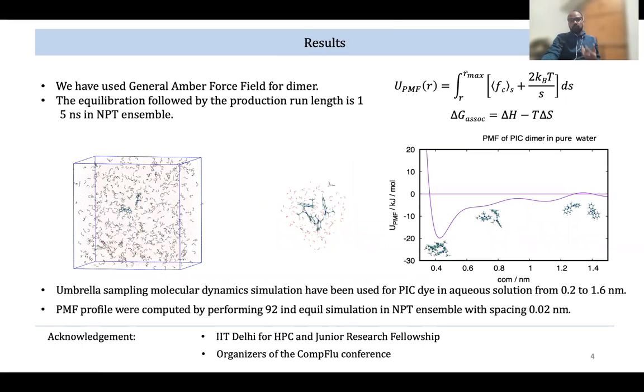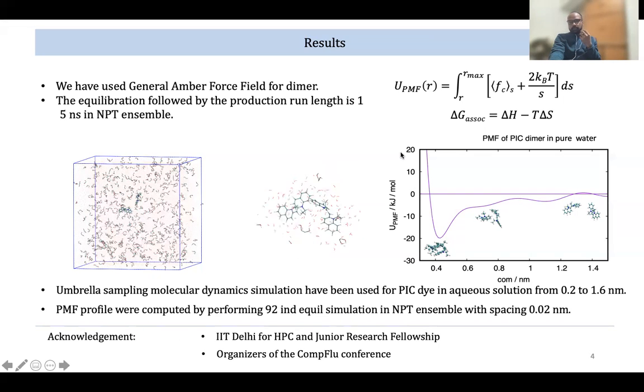In our simulation, we have used the GROMACS software to model the PIC dye, and then we have used the General Amber force field for the dimer, and then we have equilibrated the system for 1 nanosecond and the production run for 5 nanoseconds. The first picture contains the dimer and the ethylene glycol, and the ethylene glycol acts as the crowder inside the system.